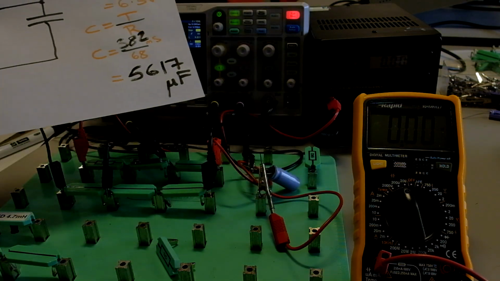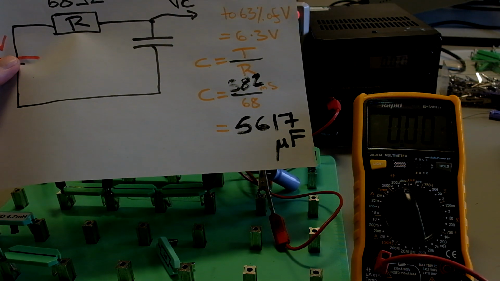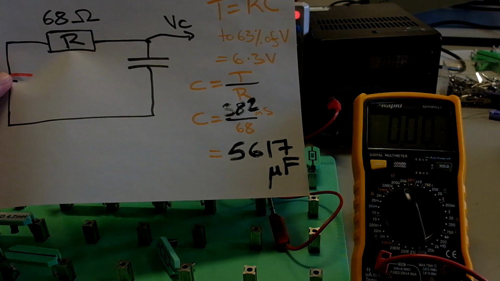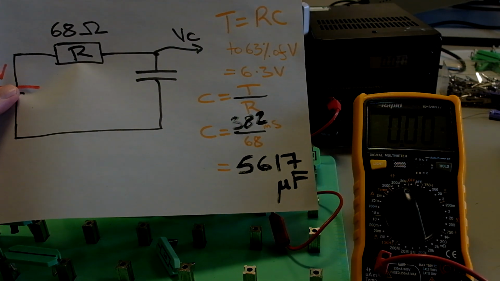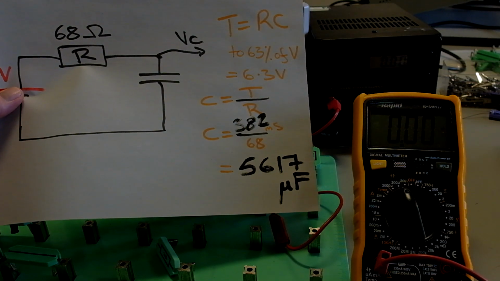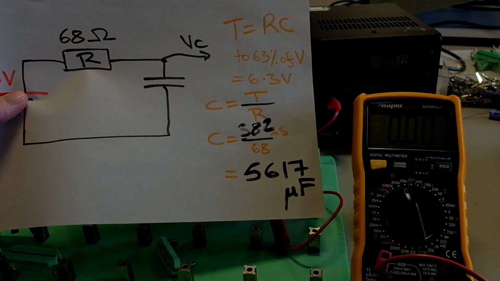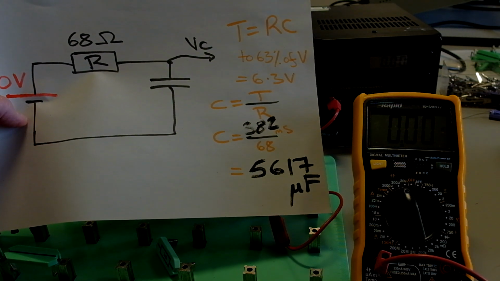5,617 microfarads, the capacitor is nominally 4,700 microfarads. It's a little bit out, but it may well be within the tolerance of the capacitor, and it still gives a good indication that that capacitor is working correctly, and we can measure its value.